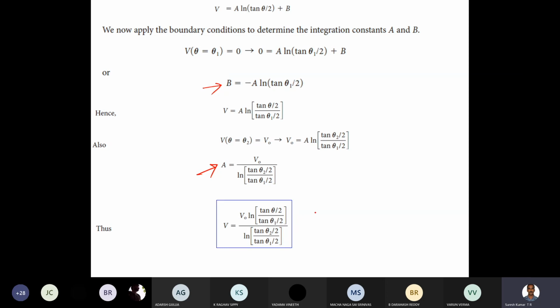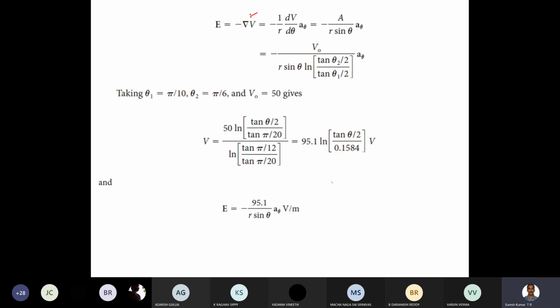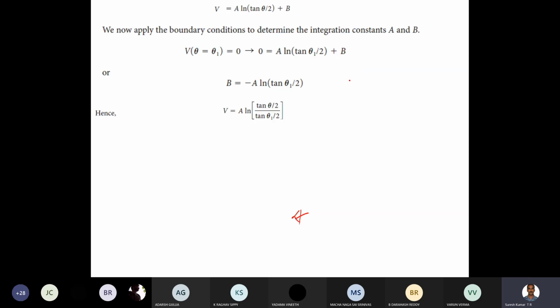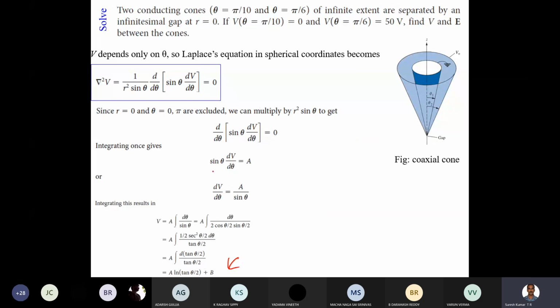As discussed in the last class, you can verify V should be a function of only theta. It should not be a function of phi or rho. It's correct. Next step you need to differentiate this. So this is what we did. This dV by d theta is A over sin theta. I will highlight the previous slide. So this is what we are talking about, dV by d theta.